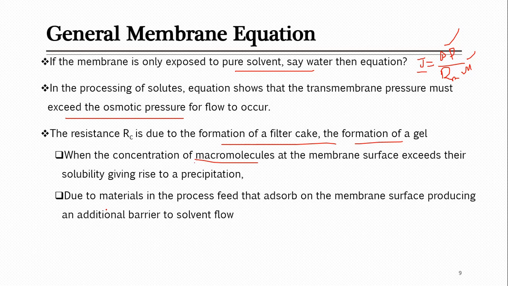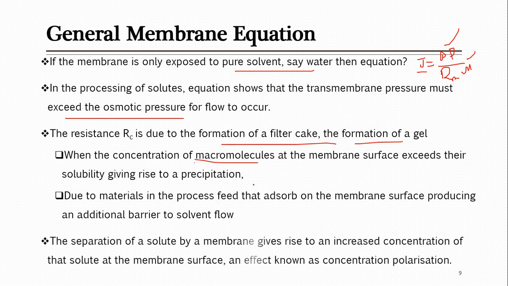Next phenomenon, due to materials in the process feed that adsorb on the membrane surface, producing an additional barrier to the solvent. Sometimes it is not necessary that the solute precipitates out from the solvent. Sometimes solute molecules present inside the system along with the solvent can adsorb. Maybe the membrane surface has such affinity for them that they will adsorb on the surface. Now when they are adsorbed on the surface, they will definitely provide extra resistance for the solvent to pass through this membrane. So due to this, this phenomenon takes place.